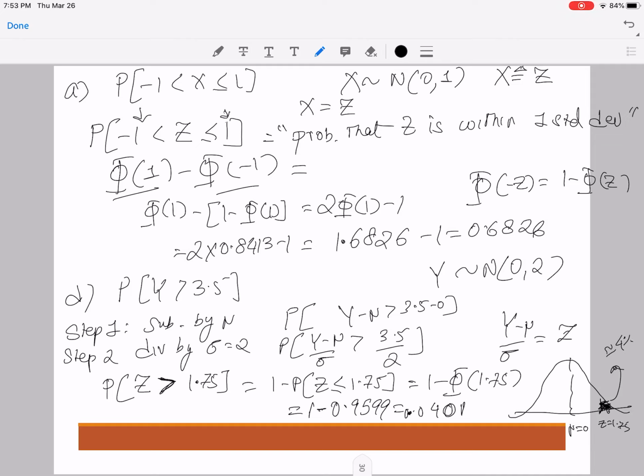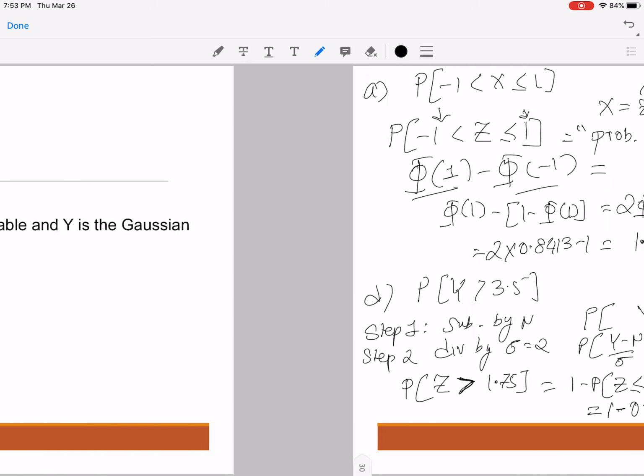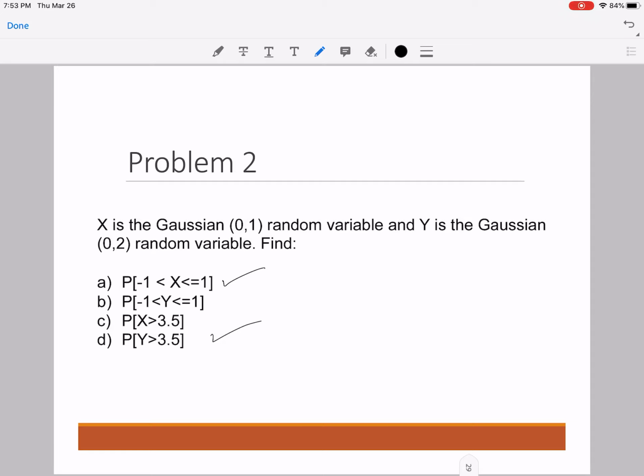So there you go, guys. Those were the examples of solving probability problems with normal random variables. What I would recommend you to do is solve problems B and C on your own. Then in Friday's class, I'm going to give you some more interesting problems on Gaussian random variables.